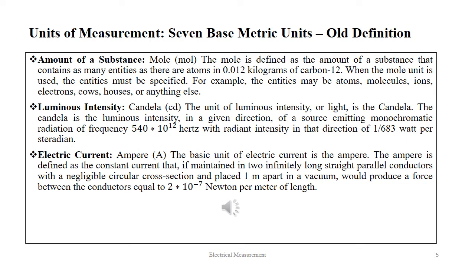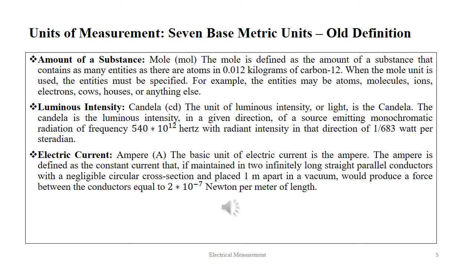The sixth unit is luminous intensity. The unit of luminous intensity or light is the candela. The candela is the luminous intensity in a given direction of a source emitting monochromatic radiation of frequency 540 into 10 raised to 12 Hz with radiant intensity in the direction of 1 by 683 watt per steradian.